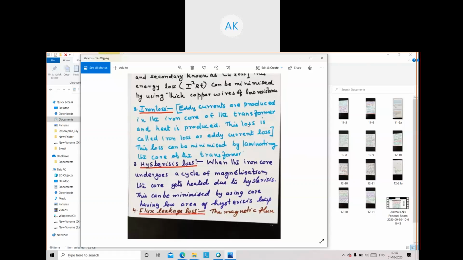That is magnetization, demagnetization. And in that process, that core gets heated. So here some energy is lost as heat energy. When the iron core undergoes a cycle of magnetization, the core gets heated due to hysteresis.